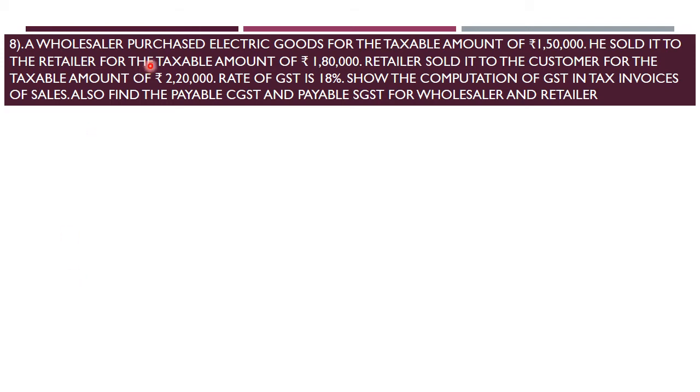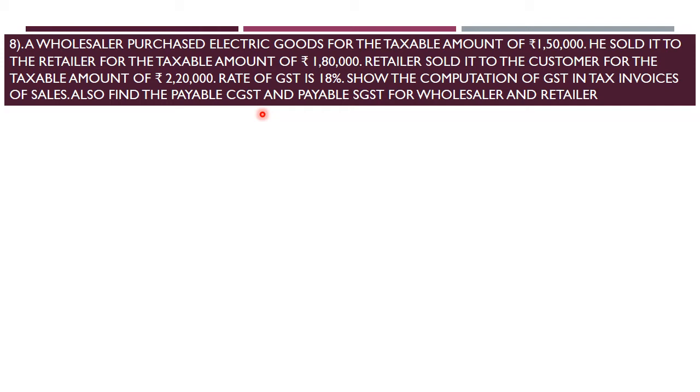A wholesaler purchased electric goods for the taxable amount of rupees 1,50,000. He sold it to the retailer for the taxable amount of rupees 1,80,000. Next, the retailer sold it to the customer for the taxable amount of rupees 2,20,000. The rate of GST is 18%, so at every transaction, 18% of GST will be applied. Show the computation of GST in tax invoices of sales. Also, find the payable CGST and payable SGST for the wholesaler and retailer.